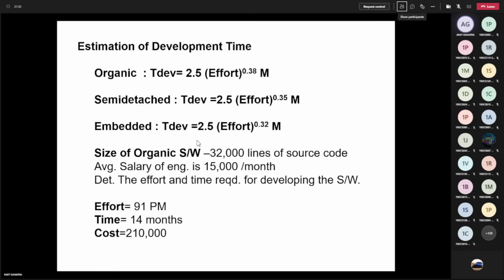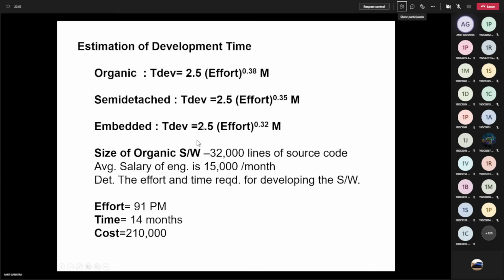Okay. So let us consider one small example. All of you please calculate this value. Write down: the size of organic software is 32,000 lines of source code. So this value is LOC. Okay. So my LOC count is 32,000 lines. And my average salary of an engineer is 15,000 per month. Then determine the effort and time required to develop the software as well as the overall cost of the software.